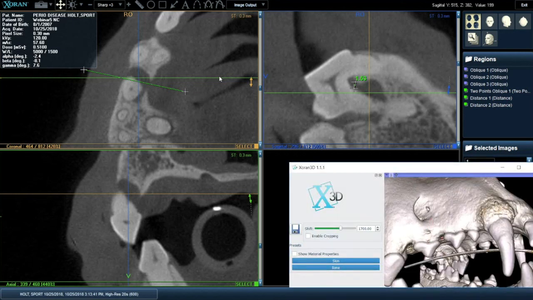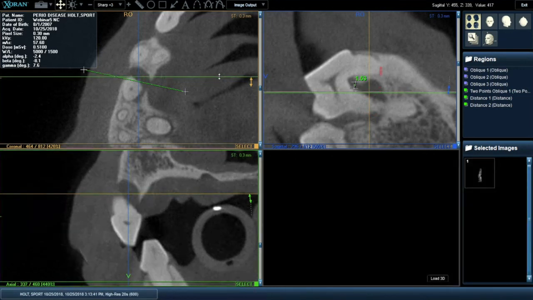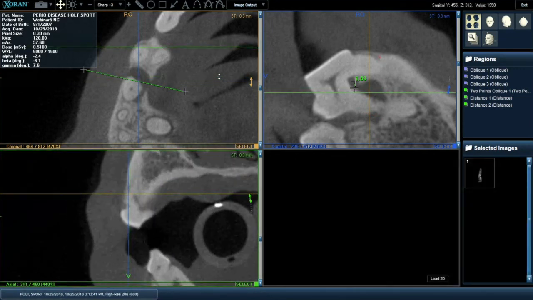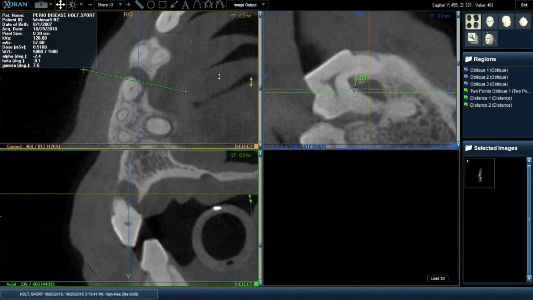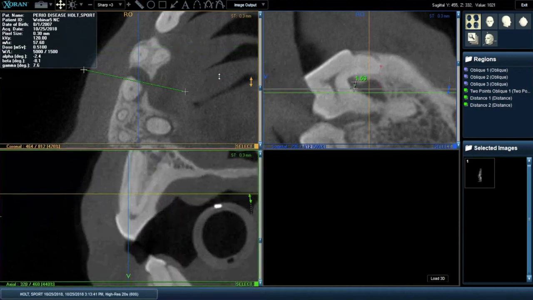All right, I have one more question. Yes. What does calculus show up like on the cone beam CT? Oh, yes. Actually, I think I had an example of that. I don't know that I can find it right at this second. Calculus shows very well. If I had some right now, I would show it to you. I just noticed some earlier today.